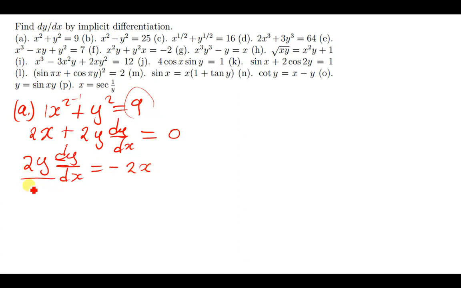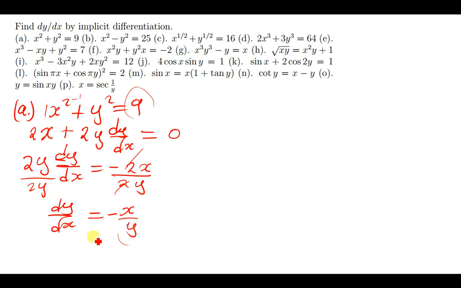Then I'll divide everything by 2y, meaning my dy dx will simply be equal to, these 2 and that 2 cancel, just have negative x over y as the solution. But remember, we can't leave it like this, we have to replace y there. If you want, you can leave it like this, but depending on how your lecturer wants you to present your work, you have to finish it up if they want you to finish it up.